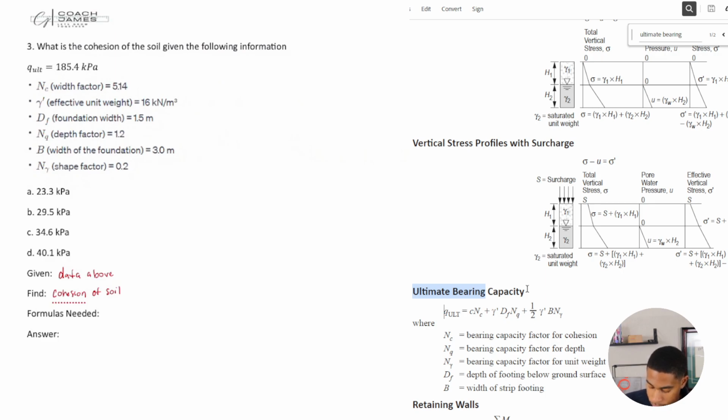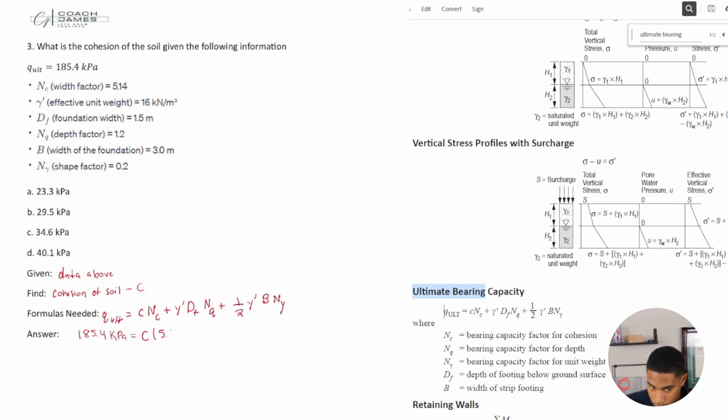So if we write this out, Q ultimate is equal to C times NC plus Y prime D sub F NQ plus 1 over 2 Y prime B N sub Y. Okay, so Q ultimate is going to be 185.4 kPa, which is equal to C, which is our variable, right, that we're trying to find. C, cohesion of the soil, times NC.